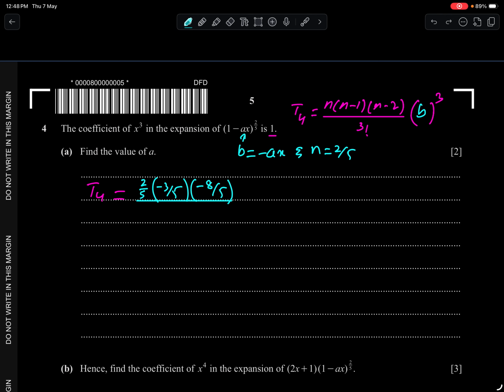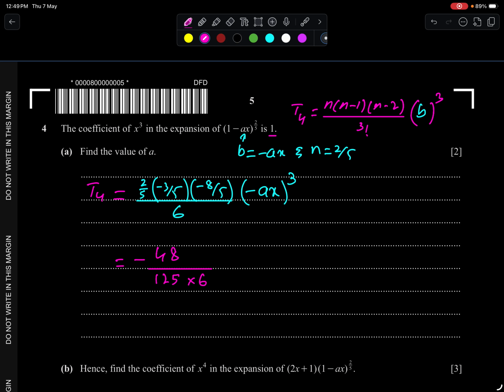3 factorial means 6. And the second term is minus ax to the power 3. Now get its simplified form. So 2 upon 5. See, negative will be positive and this negative will remain. So negative, this negative is here. Now see, 6 times 8 makes 48. So minus 48 divided by 5, 5, 5 and 6. So 125 times 6.